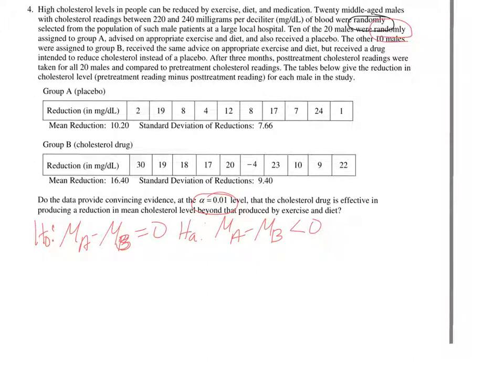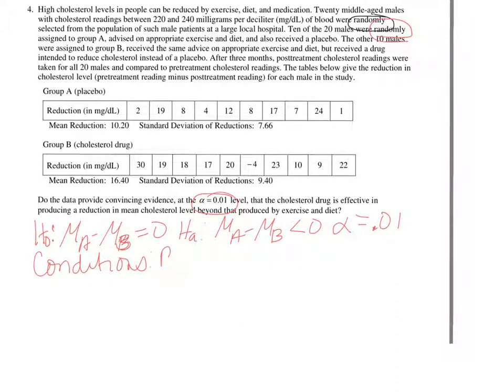because if there's a better reduction in B, that means when I subtract those two means, I'm going to get a negative value. And I can switch it and write mu B minus mu A is greater than 0 as well. That's another possible hypothesis if you want to keep it positive. So we know my alpha, 0.01, not necessary to write it usually when it's given like that. We're going to check our conditions.